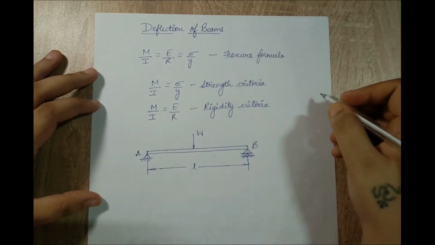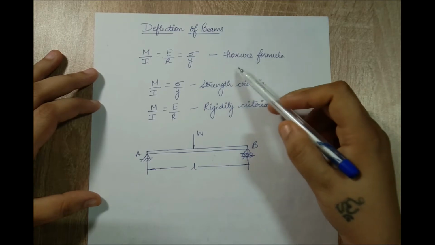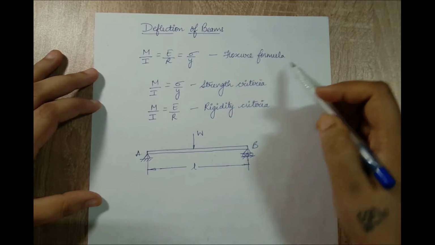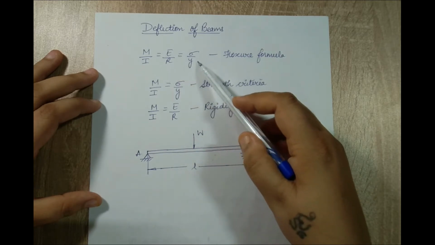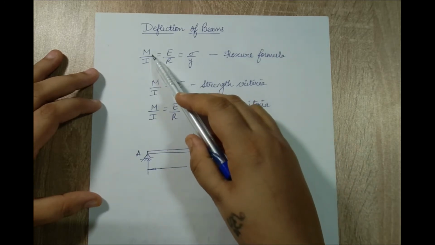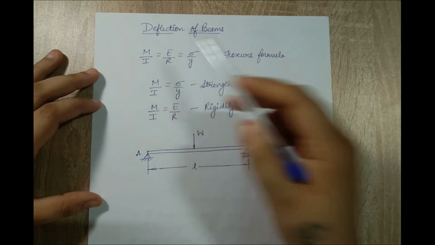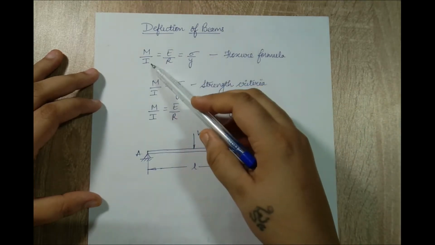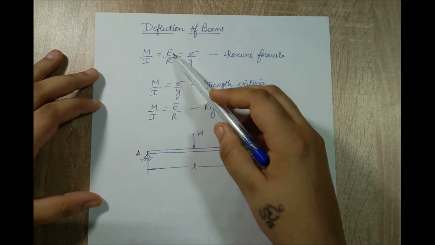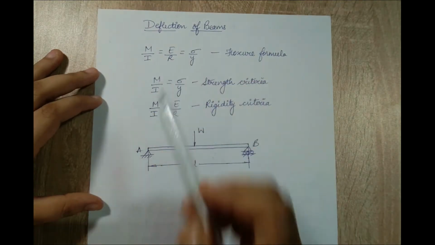From the chapter of bending stresses of beams, we have already derived the flexural formula, which was M by I is equal to E by R, which is sigma upon Y. M stands for the moment which is applied by this force at a particular distance. I is the moment of inertia. E is Young's modulus. What do I mean by this term radius?